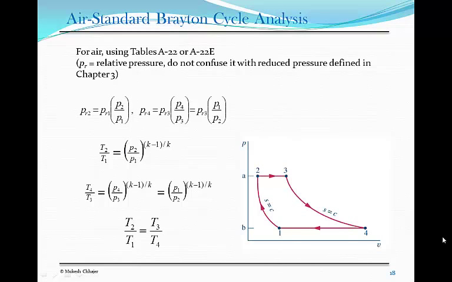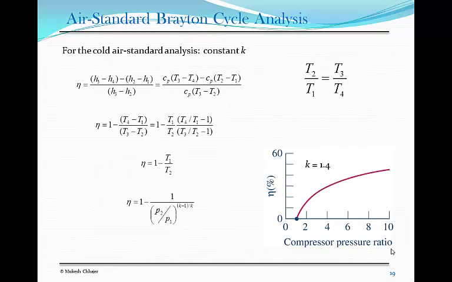So we can develop some relationships, and I'm not giving you the details here. For the cold air standard cycle, the change in enthalpy would be just Cp times the change in temperature, where Cp remains constant. That's the whole idea of cold air standard analysis: the heat capacities or their ratio remain constant. So we can replace the change in enthalpy by Cp times the change in temperature, and Cp of course cancels out.